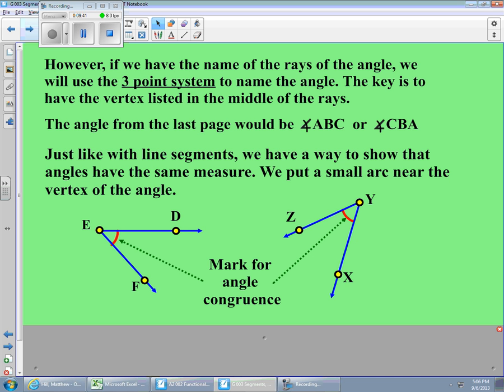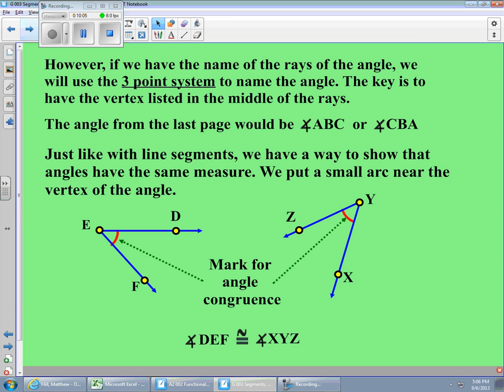These are referred to as angle congruency marks. Whenever you see one, a little arc positioned near the vertex on the interior of the angle, okay, if you see an arc in an angle in a diagram, and then in the same diagram there's another angle that has the same arc, they are relaying information to you that these angles are congruent to each other.